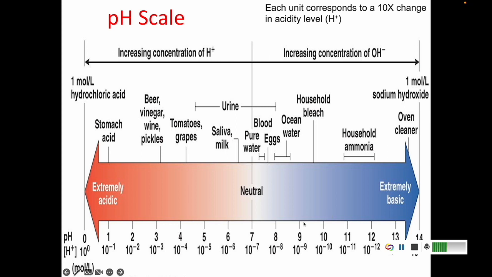And then how much more hydrogen ions does ocean water have compared to ammonia? You say 10 times 10 times 10 is 1,000. 1,000 times more hydrogen ions for ocean water, 1,000 times less hydrogen ions for ammonia. Okay, that's a very common question. I'll throw it on a quiz or an exam. Please make sure you can understand how to do that.